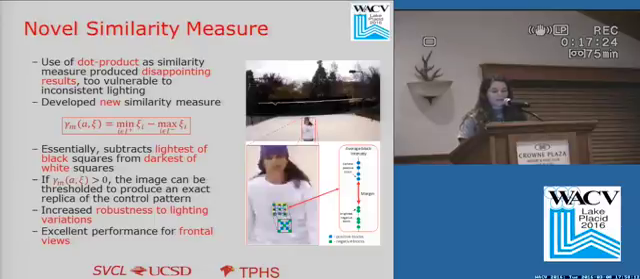So originally we used the dot product as a similarity measure. However, this produced disappointing results because it was too vulnerable to inconsistent lighting. So we developed a novel similarity measure that averages out the lighting in the image and makes the algorithm much more robust to variations in lighting.